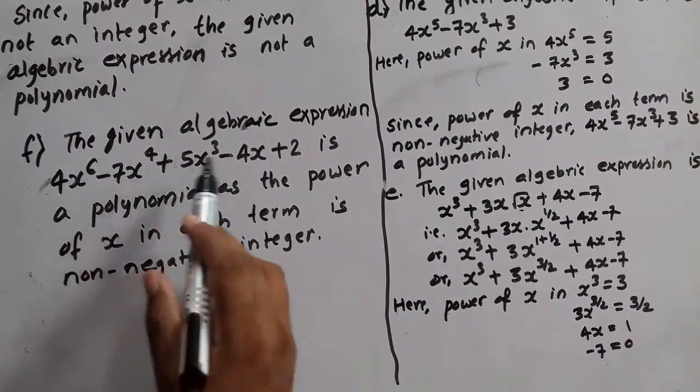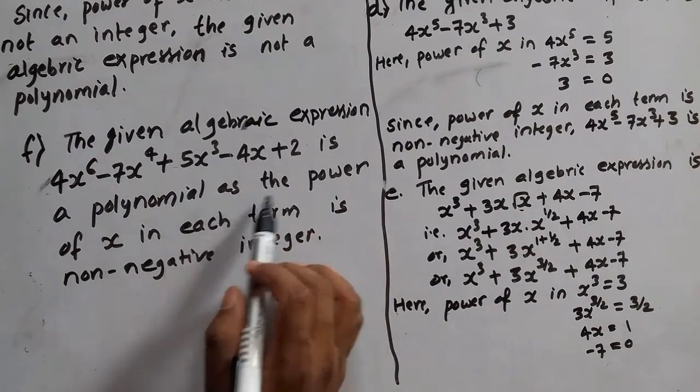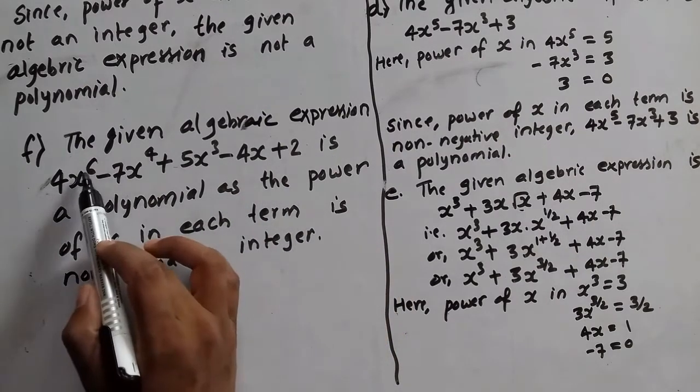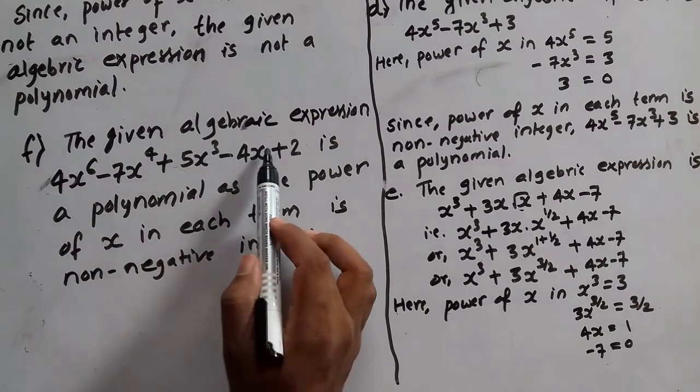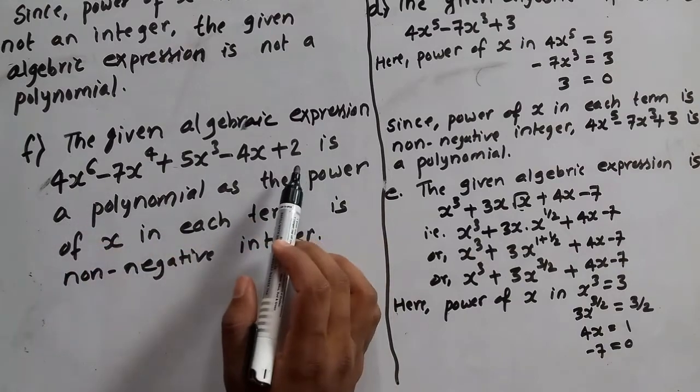In question F, the given algebraic expression is a polynomial as the power of x in each of its terms is a non-negative integer. Here 6, 4, 3, 1, 0 all are non-negative integers, so this is a polynomial.